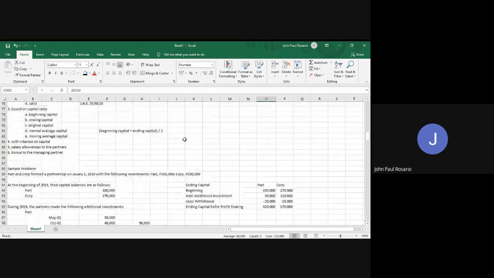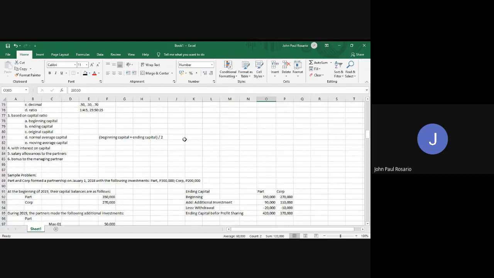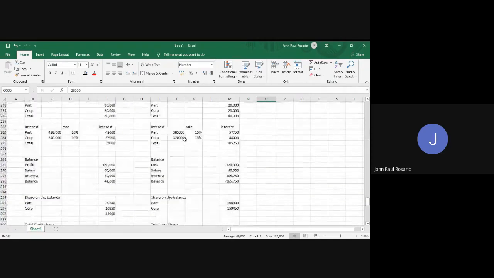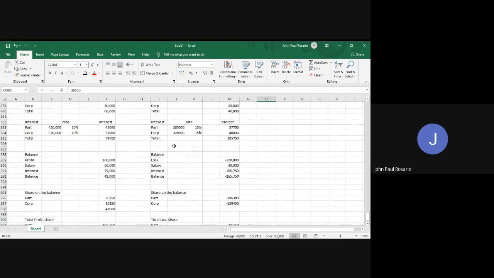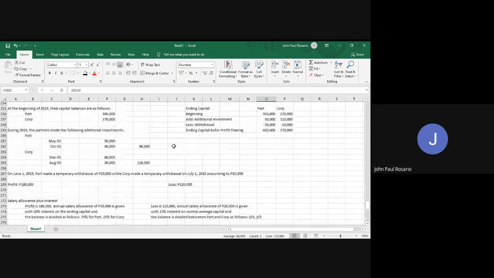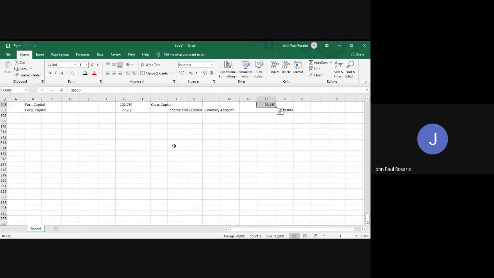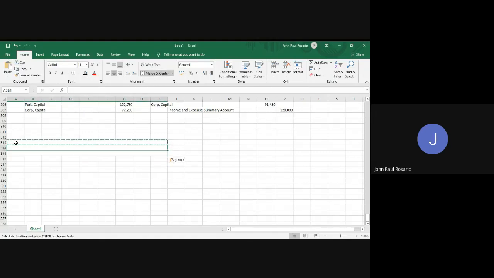So with that, we're done with chapter 3. Now, there may be a chance that I'll let you prepare a statement of changes in equity. Let's just use this final problem, the salary allowance plus interest. Let's call it Part and Corp Partnership.